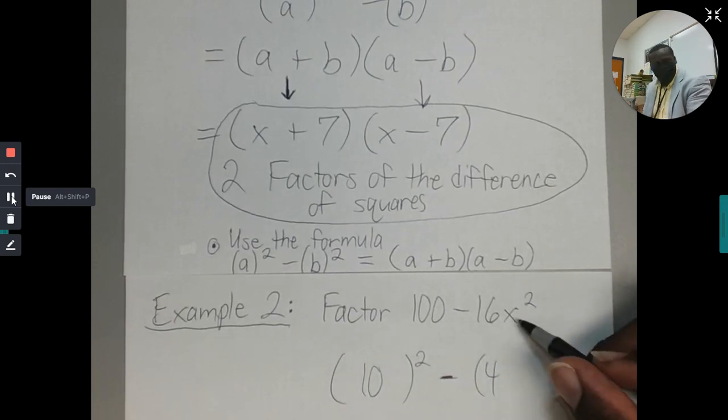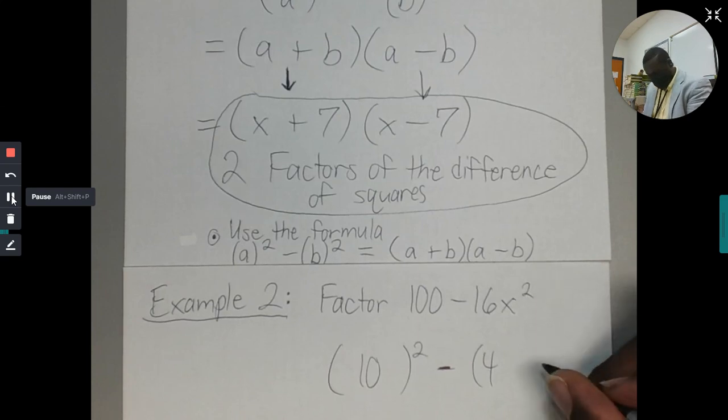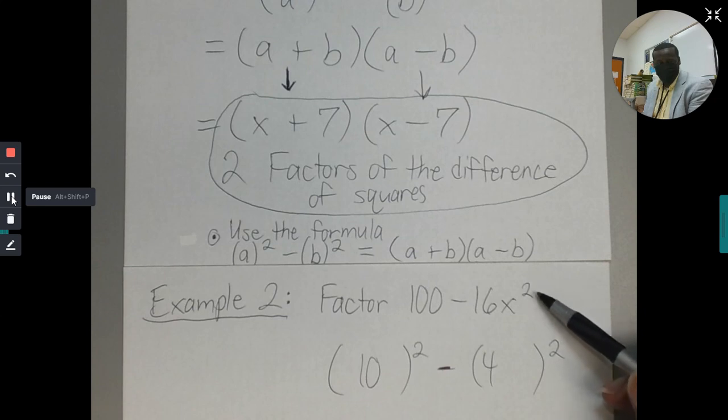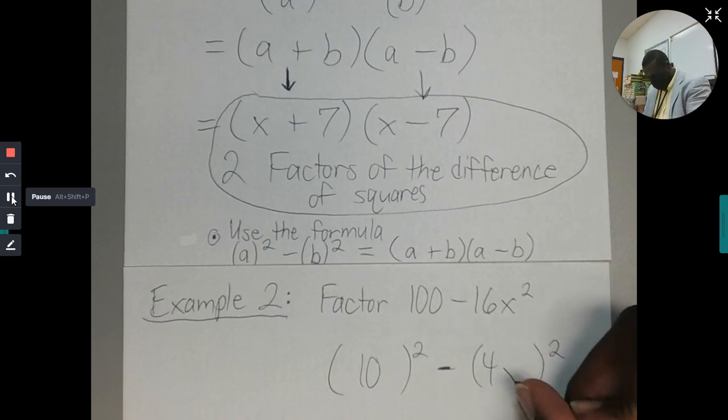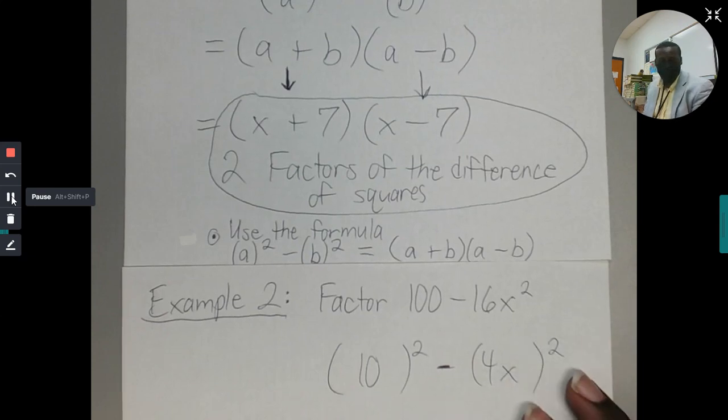And remember what you do with the exponent. If it's an even exponent, to get it written in the proper form, all you have to do is divide that exponent by 2, and that's what goes inside the parentheses there. So this is 4x to the first power there.